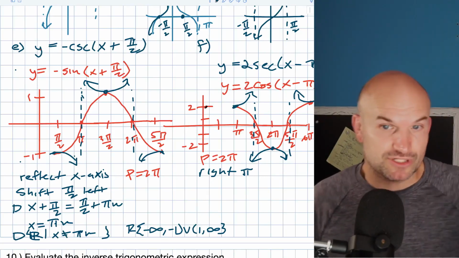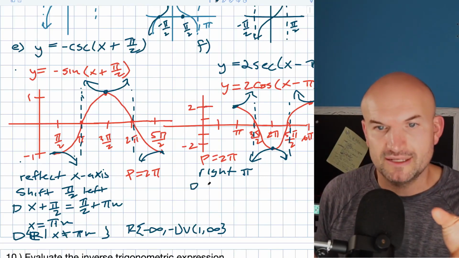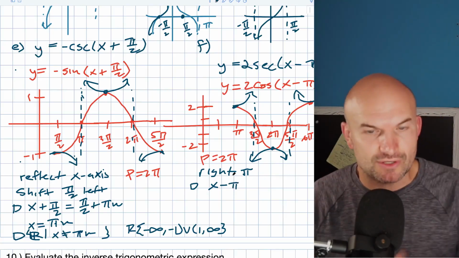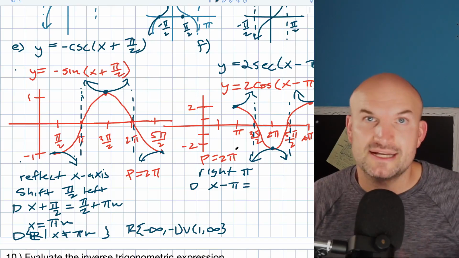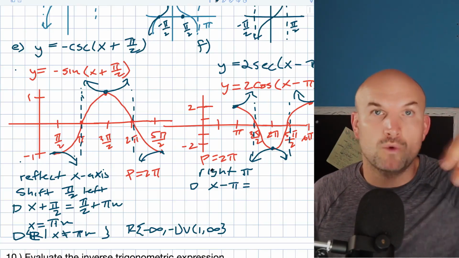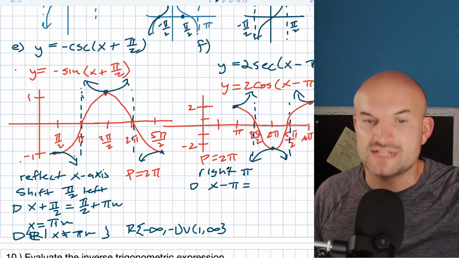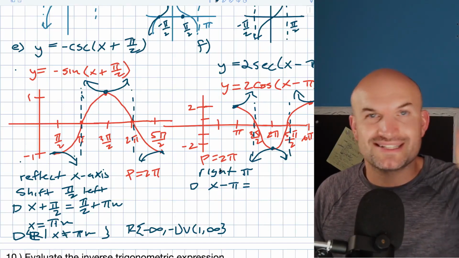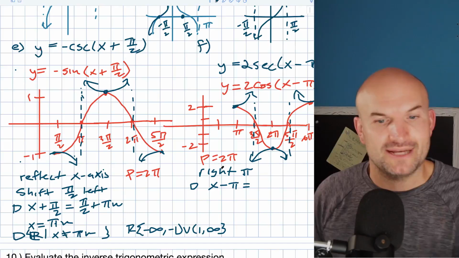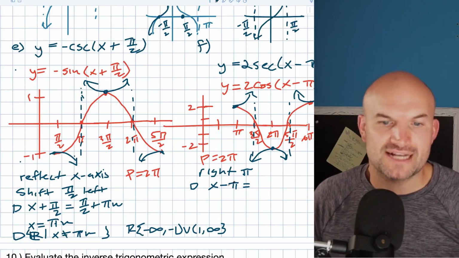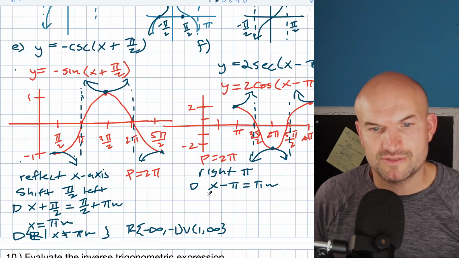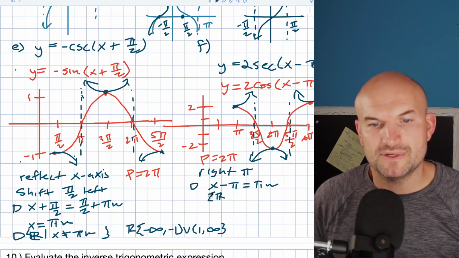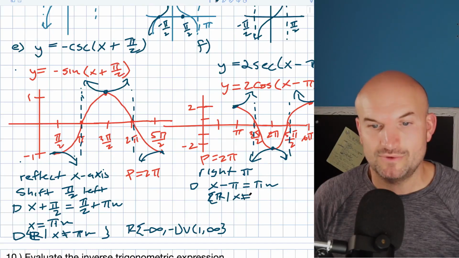For my domain, again, take whatever's inside your function, x minus pi, and set it to when your function is undefined for secant. Secant is 1 over cosine, so when is cosine going to be 0? That's going to be at every pi halves plus pi n. So x minus pi is equal to pi halves plus pi n. Therefore, my domain is going to be all real numbers such that x cannot equal pi plus pi n.